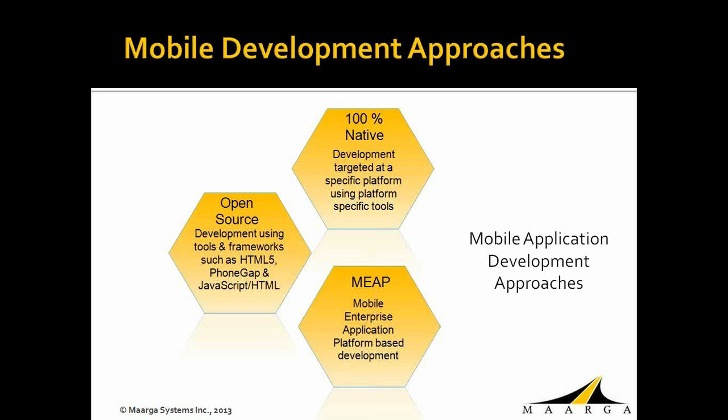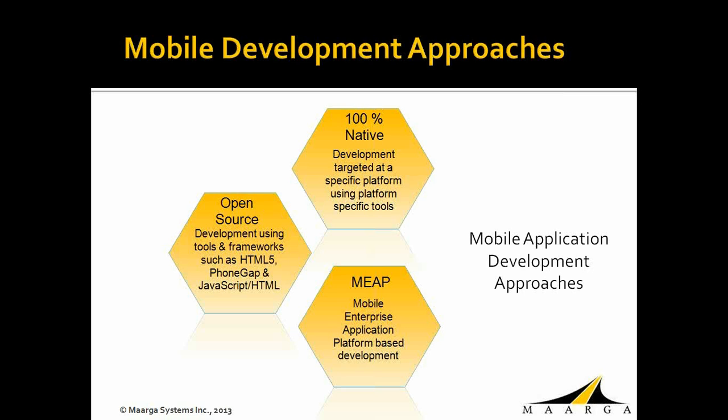These are the 3 different approaches that enterprises take when mobilizing their applications. They either go 100% native, which means they target a specific platform, be it Android or iOS, and use a platform-specific tool for this purpose. Or they go open source, use frameworks that I talked to you about, HTML5, PhoneGap, JavaScript, HTML, and use that.